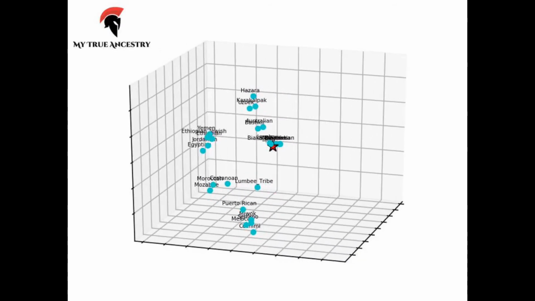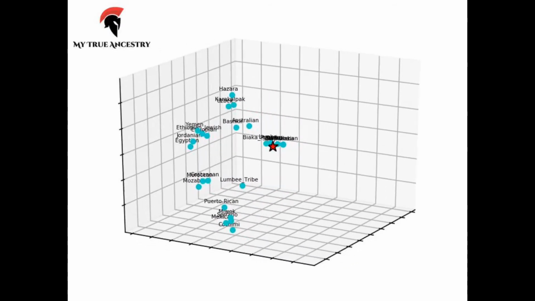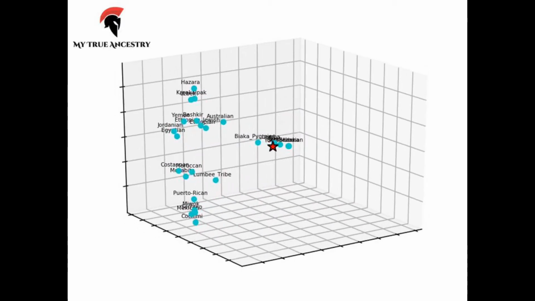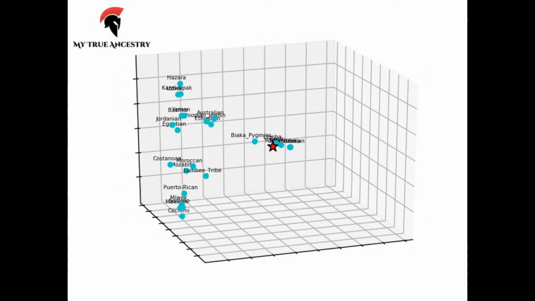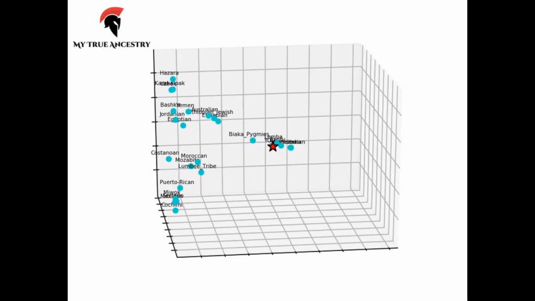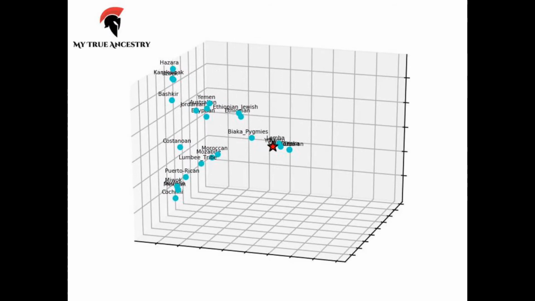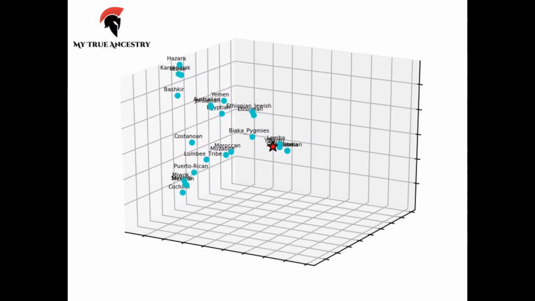Next, we have the Miwok people, and they are members of the four linguistically related Native American groups indigenous to what is now Northern California. And they traditionally spoke one of the Miwok languages, and the word Miwok means people in the Miwok language.